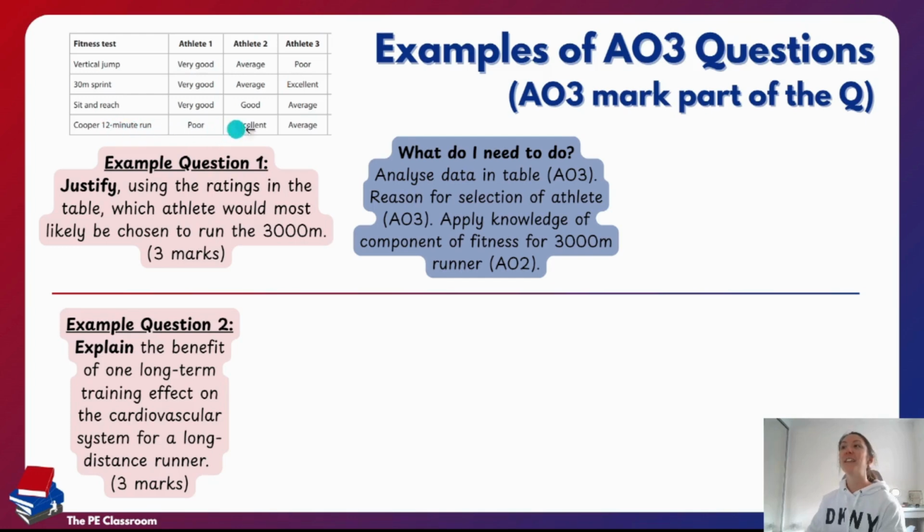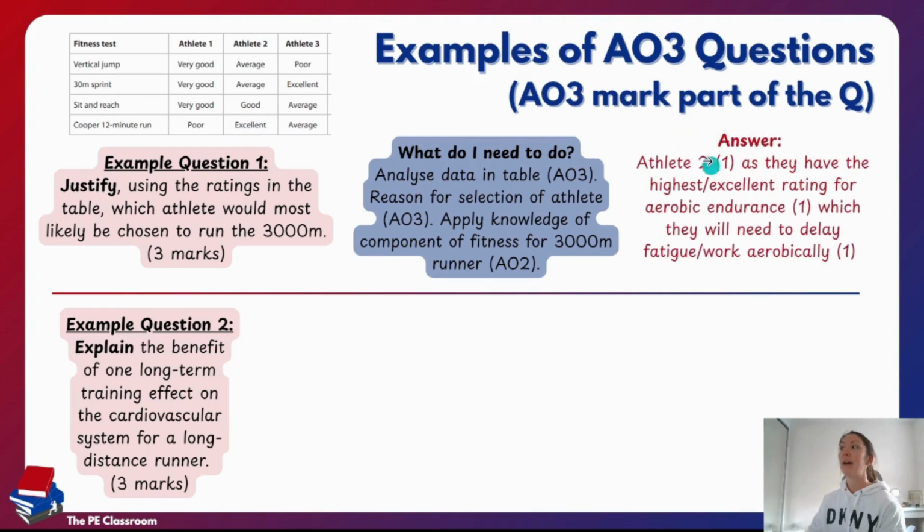And out of these 3 athletes, we can see that athlete 2 has an excellent rating. So we know that it's athlete 2, as they have the highest or the excellent rating for aerobic endurance, which they will need to delay fatigue, or work aerobically. So we're linking the fact that if they have good aerobic endurance, they will be able to continue for longer without getting tired.